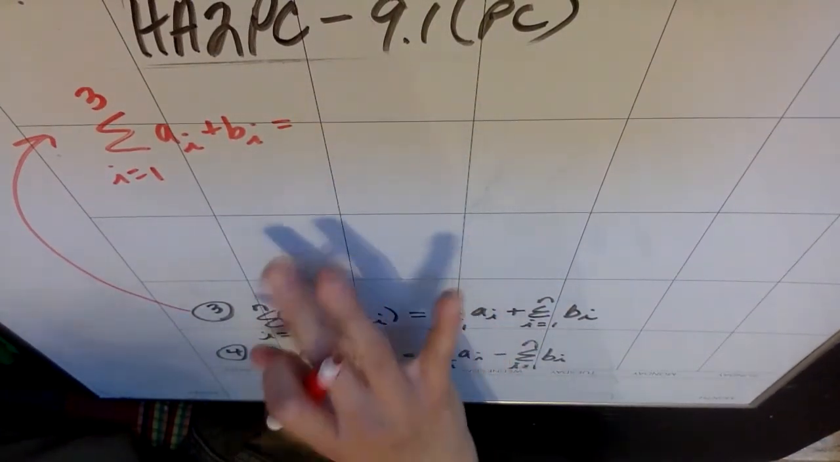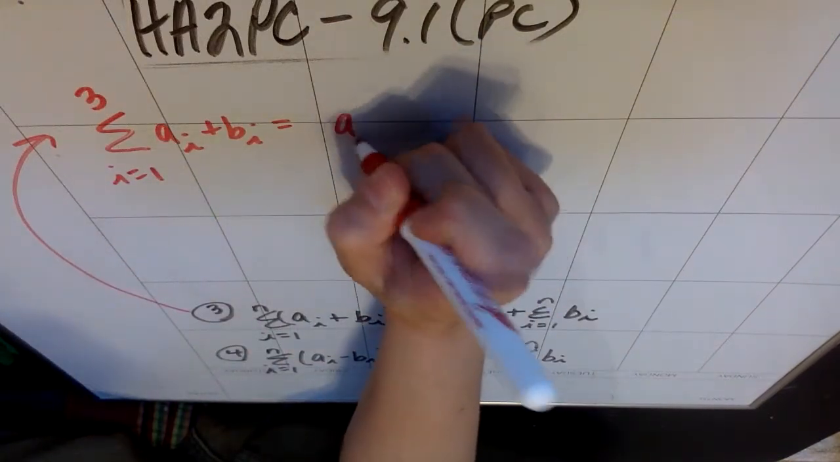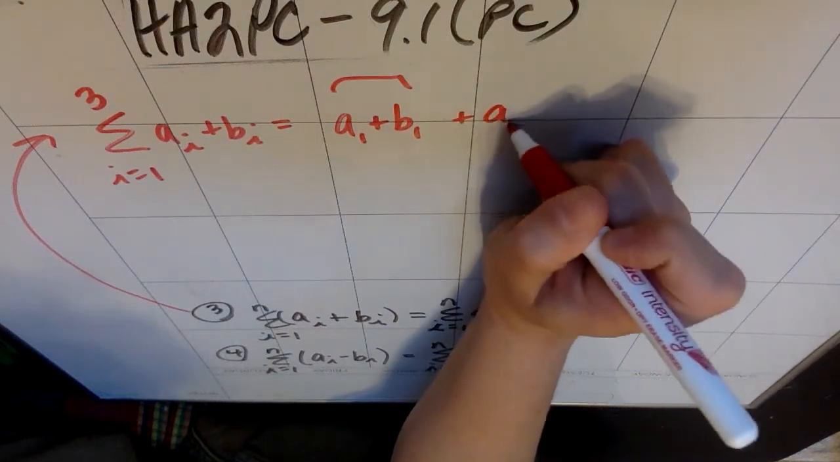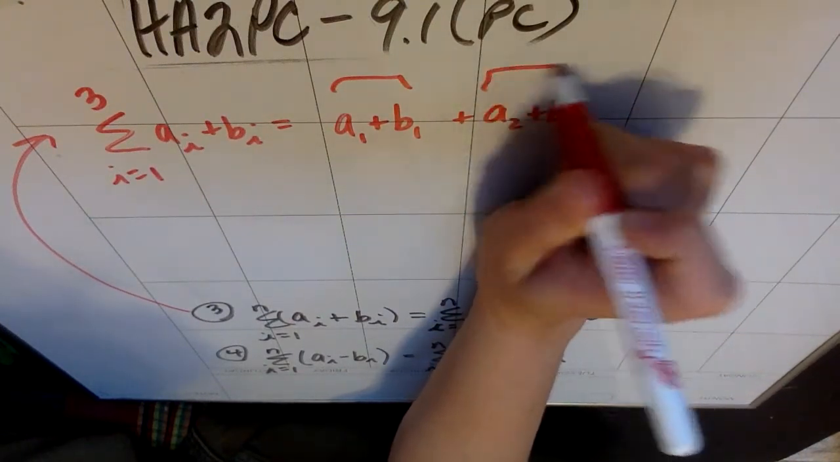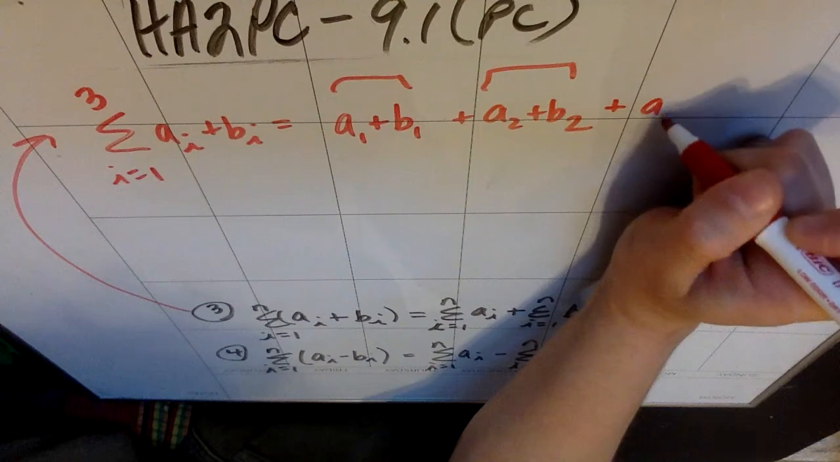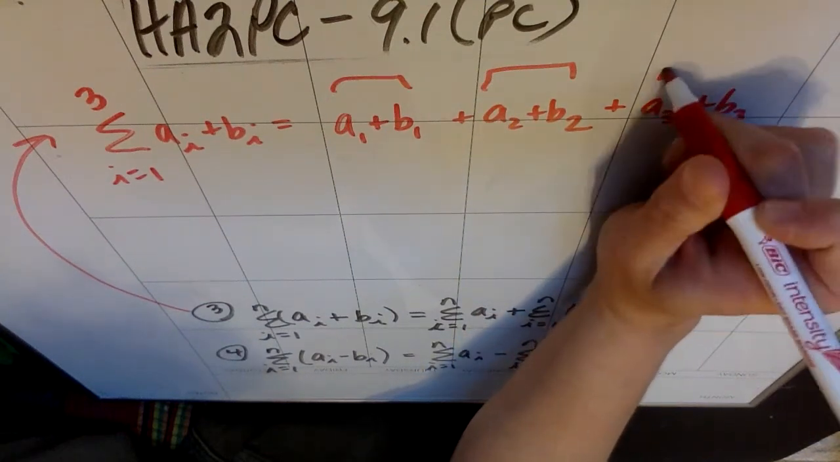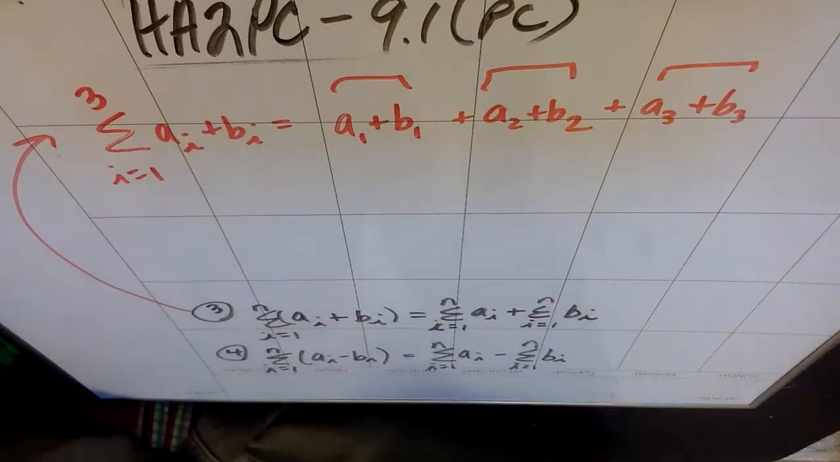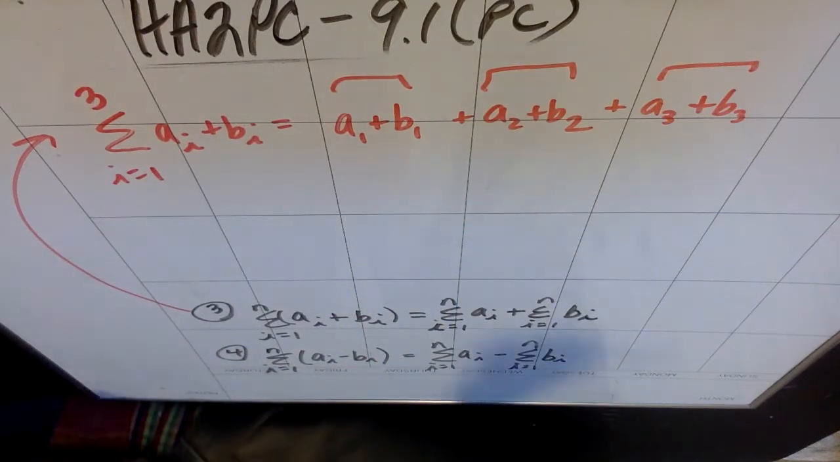So if I were to plug in 1, I'd get a sub 1 plus b sub 1. That would be my first term, right? And then my next term would be a sub 2 plus b sub 2. And then my last term would be a sub 3 plus b sub 3, right? But what I want to show you is if I had written these in a different order, because remember, addition is commutative, right? So I can move these guys around however I want.